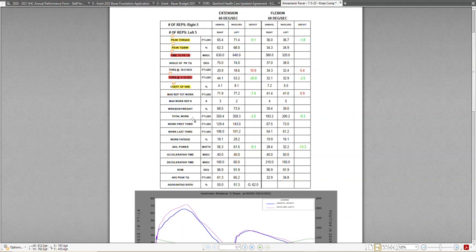Total work is taking the totality of the work over all of the repetitions in that given set. If you have a longer set, you could consider this to be an element of fatigue. That is also captured in the work in the first third and the work in the last third, and then the percent of work fatigue. So this is the work in the first third of the set, the work in the last third of the set, and the difference between the two. You can see that in her involved limb, she had a little bit more fatigue, about 30% versus your 18.